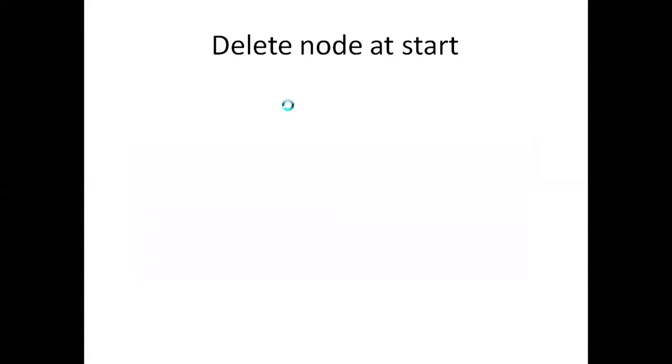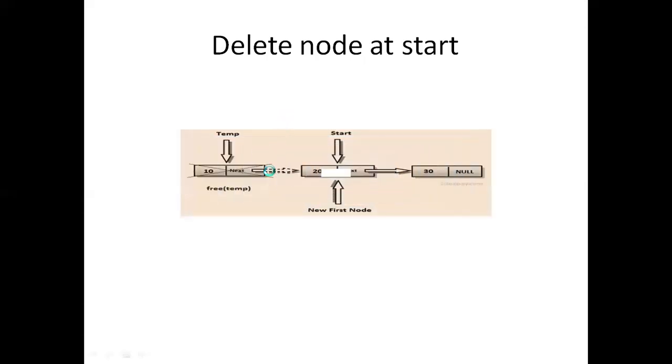Now deletion of a node, delete at start position. If you observe, initially 10, 20, 30 are our singly linked list elements. We want to delete 10 from the list, meaning the starting position of the list. So initially 10 is the head node. After removing the 10 node, 20 should be the head node. So how do we make 20 the head node and delete 10?